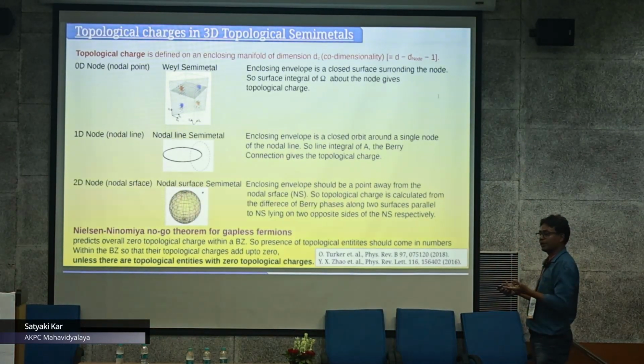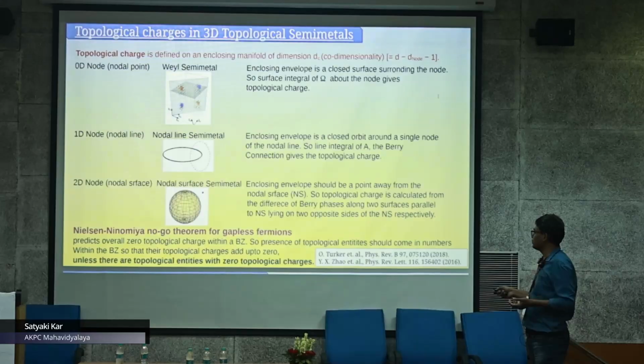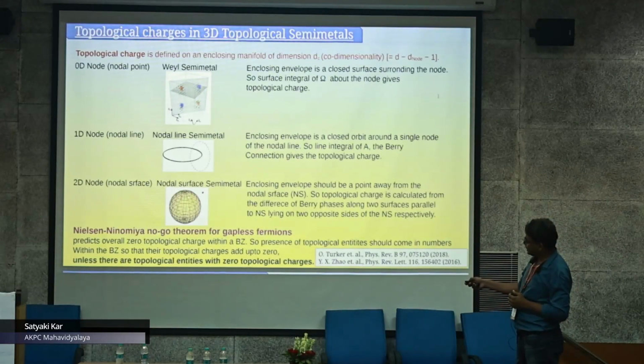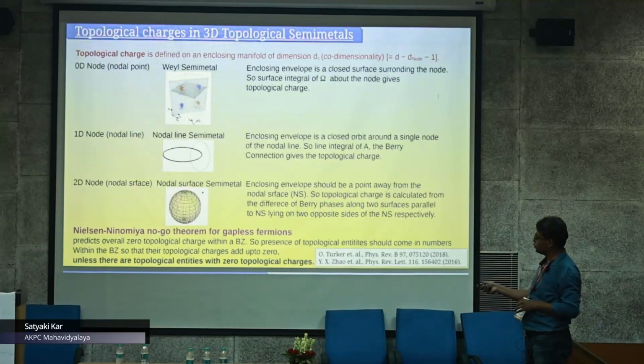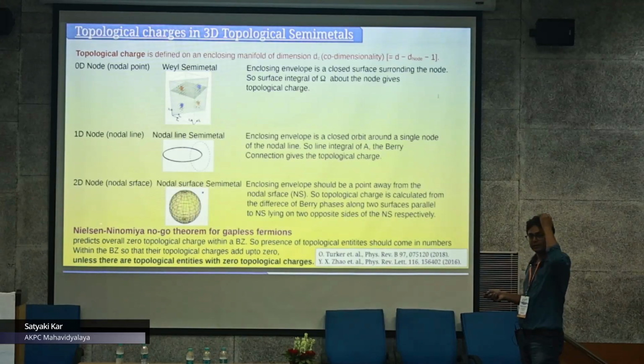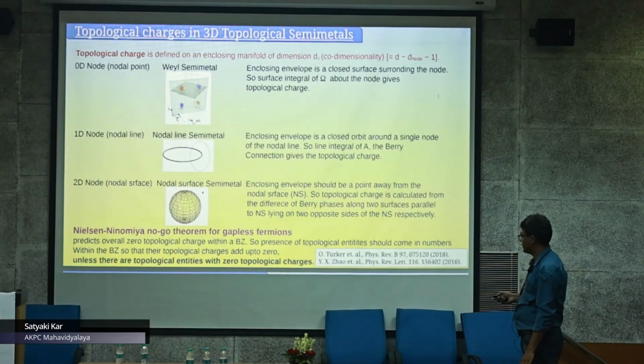So at the point we have to calculate the topological invariant. So basically what is done, with some little abuse of terminology, is that generally two points are considered, one inside and one outside, and then the Berry fluxes are calculated on these two surfaces parallel to the actual nodal surface, and the difference of that will give us the topological invariant.